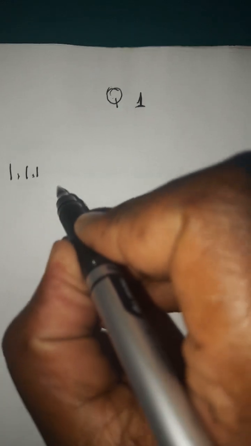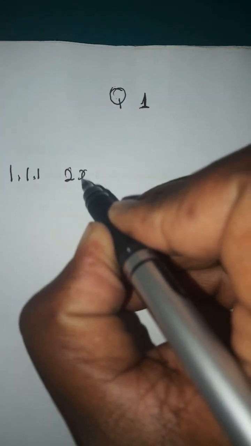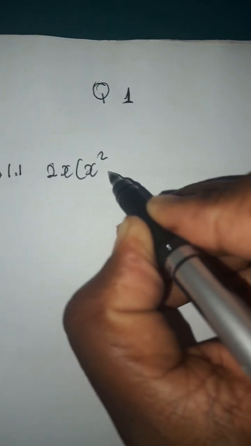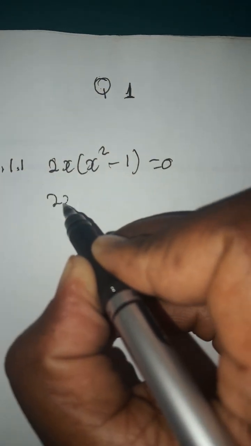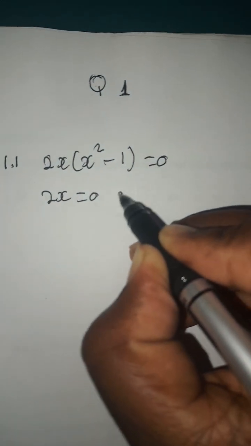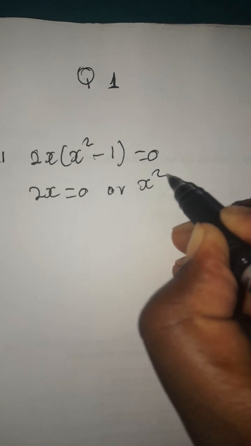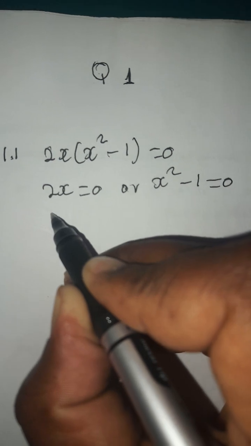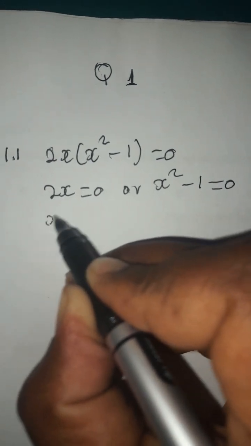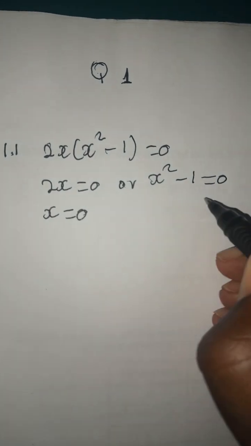So we have 2x, x squared minus 1 equated to 0. So let's equate everything to 0. Or x squared minus 1 equated to 0. So we will divide everything by 2 here. Then if we divide everything by 2, we'll have x equated to 0.